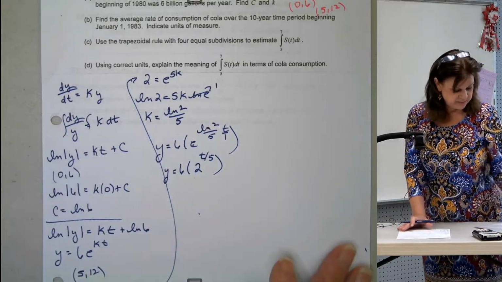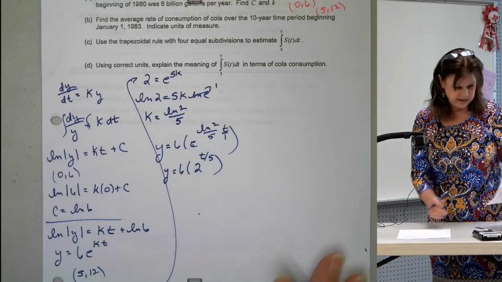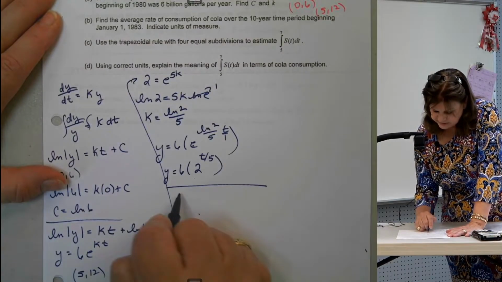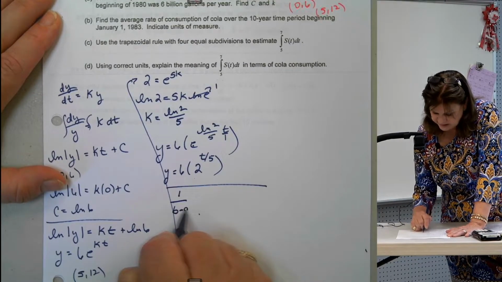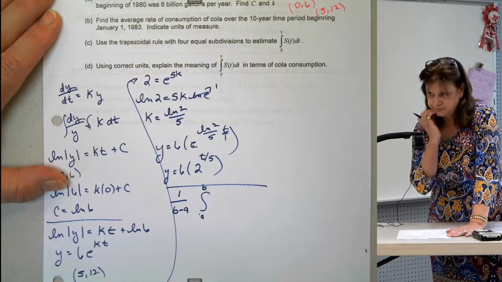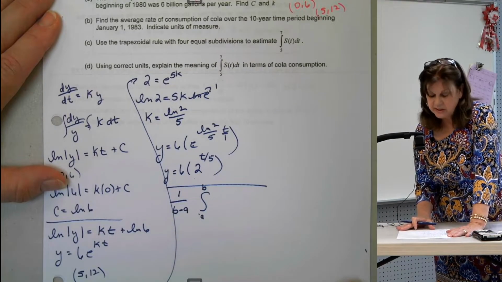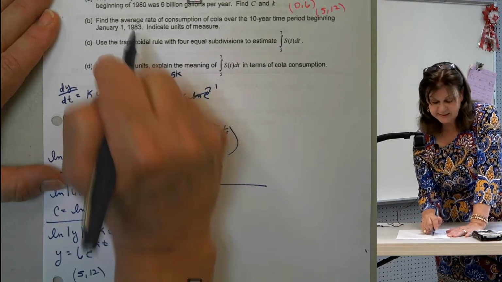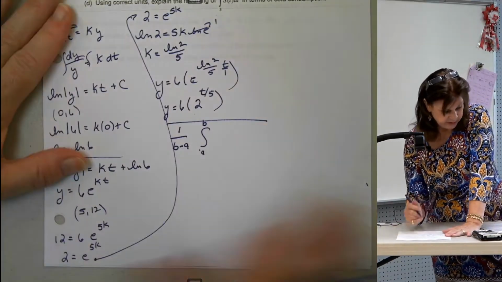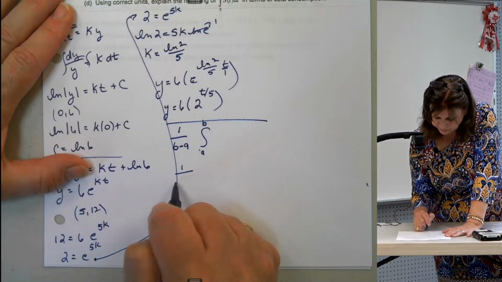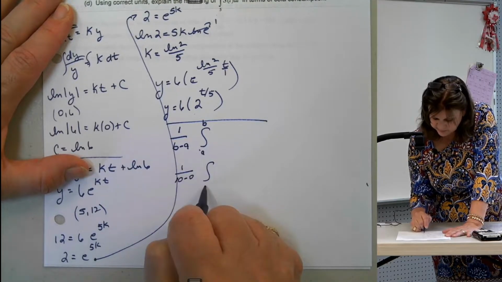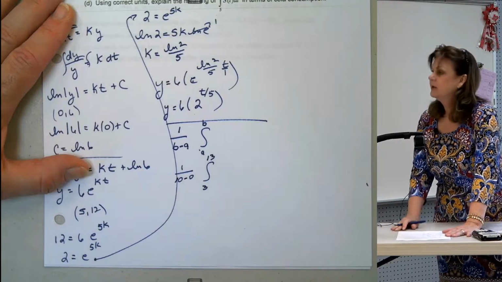So be careful with this piece, because your natural inclination, and also it's an average. So average is 1 over b minus a times the integration from a to b of your equation. So we're looking at a time period of 10 years. So 1983 would be time 3 for us. So here we go. We're going to be doing 1 over 10 minus 0, and we're going from 3 to 13.